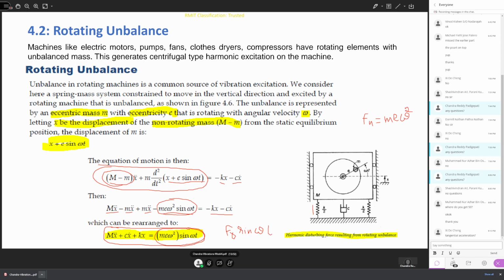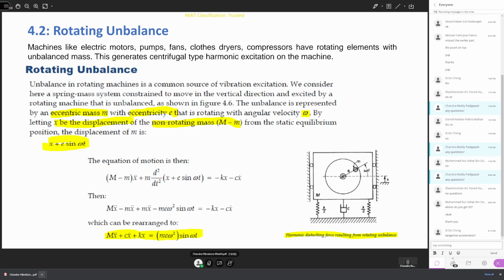So the unbalanced force F naught is m e omega square. This will be the magnitude when theta is equal to 90 degrees. Sine 90 is 1, so the maximum will be m e omega square. This is a harmonic force that varies with angular velocity. So the maximum force is m e omega square when theta is 90 degrees, that is, when omega t is 90. So for a rotating unbalance, this is how we can derive the equation of motion.